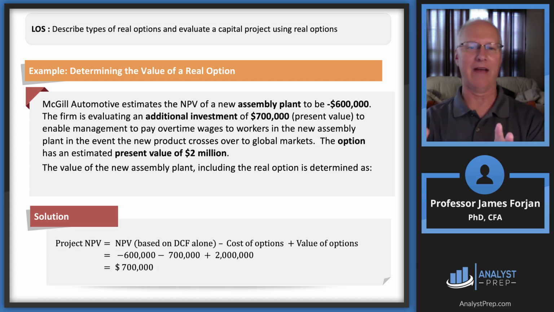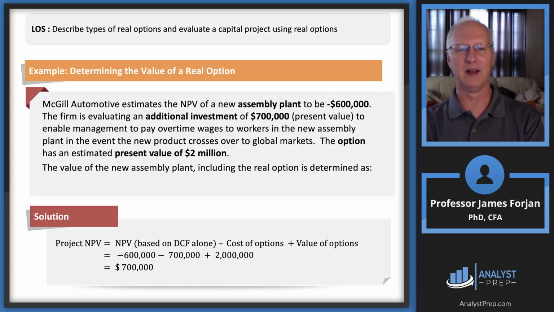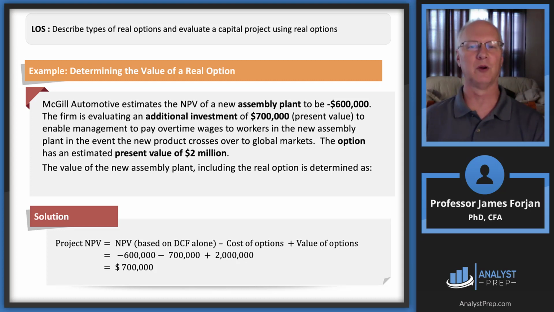Oh, I have to say this, right? The estimated present value of $2 million was computed using the Black-Scholes-Merton option pricing model. All right, I had to get that one in there. All right, so we know the NPV is minus 600, so therefore reject, right?